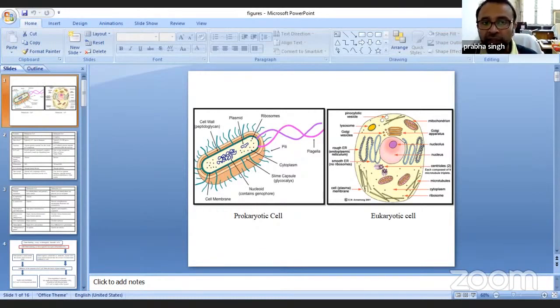So size of the cell, prokaryotic cell is typically small, 0.2.